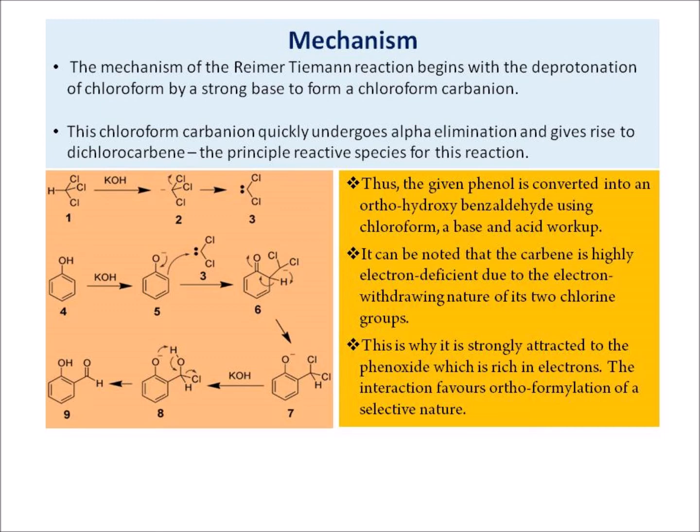It can be noted that the carbene is highly electron deficient due to the electron withdrawing nature of its two chlorine groups. This is why it is strongly attracted to the phenoxide, which is rich in electrons. The interaction favors ortho-formylation of a selective nature.